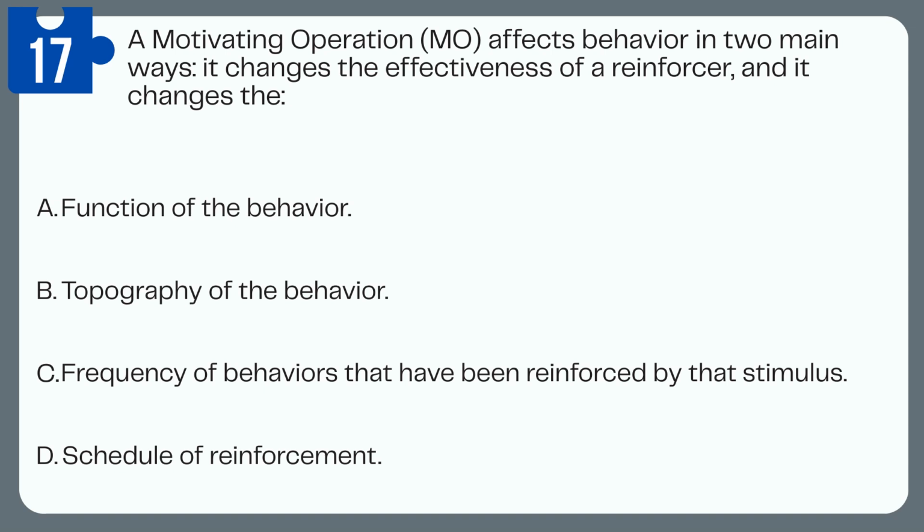Question 17. A motivating operation, MO, affects behavior in two main ways. It changes the effectiveness of a reinforcer, and it changes the: A. Function of the behavior. B. Topography of the behavior. C. Frequency of behaviors that have been reinforced by that stimulus. D. Schedule of reinforcement.